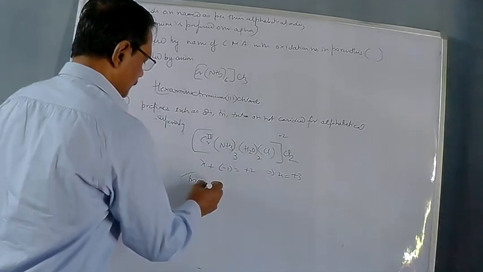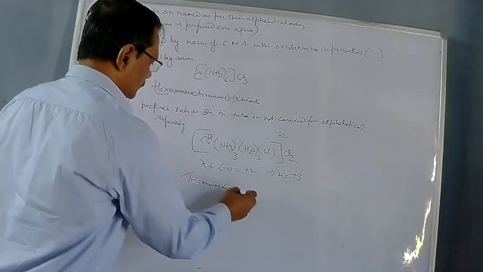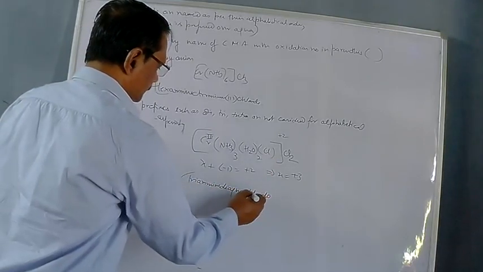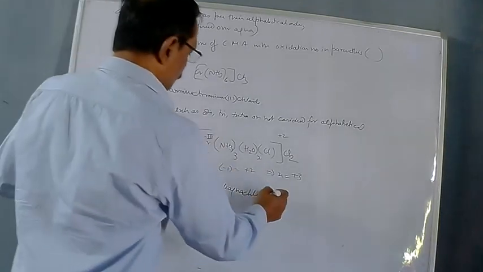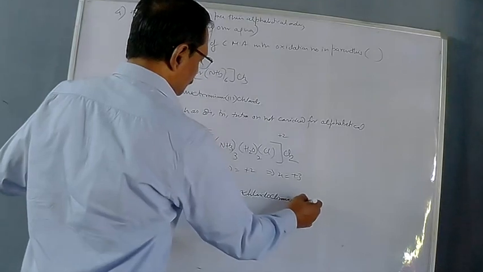Triammine, then diaqua, then chlorido. See, no space is being left. Chlorido, chromium(III) chloride.